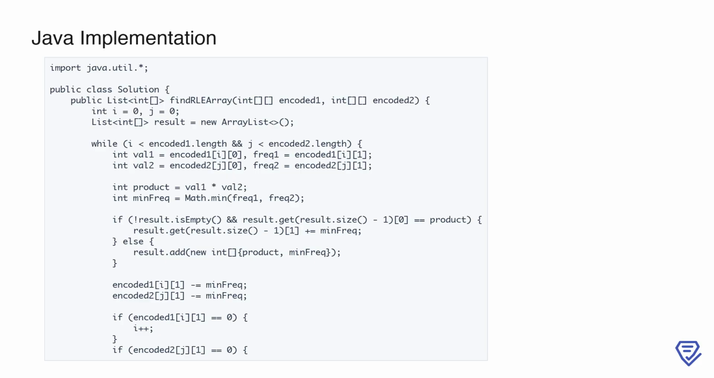If the last entry in the result list already has the same product value, we simply increase its frequency by the minimum frequency. Otherwise, we add a new entry with the product and the minimum frequency. Afterward, we decrement the frequencies in encoded 1 and encoded 2 by the minimum frequency, as those portions have now been processed. Finally, we check if the frequency in encoded 1 has reached 0, and if so, we increment pointer i to move to the next element in encoded 1.